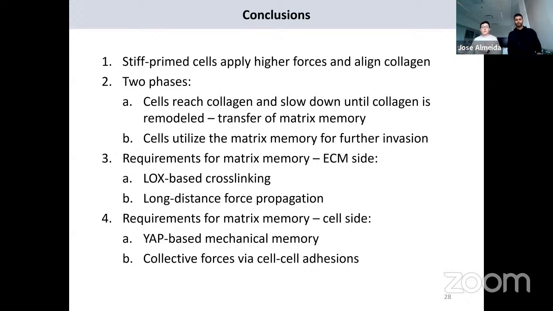And it requires two different sides. On the ECM side, it requires LOX-based cross-linking, and it also requires long-distance force propagation. And on the cell side, it requires a YAP-based mechanical memory, and also cell forces via cell-to-cell junctions to have a collective, coordinated force development.